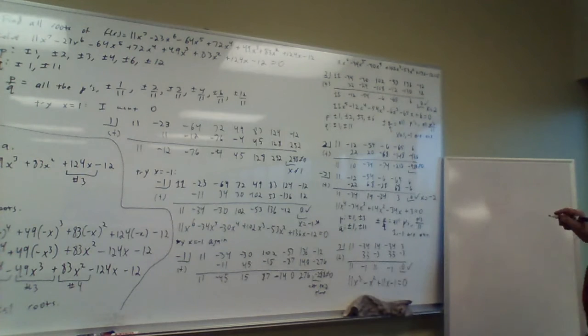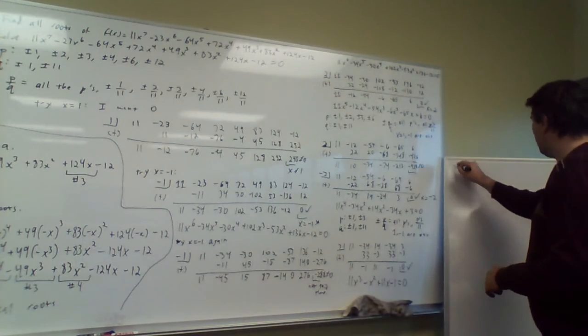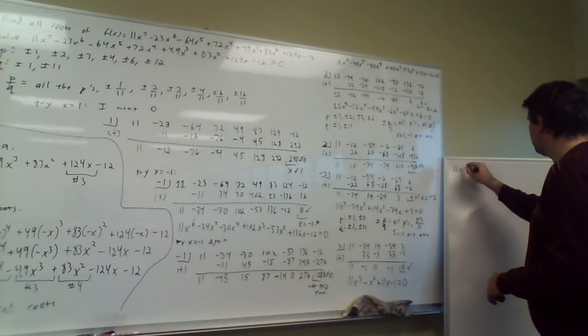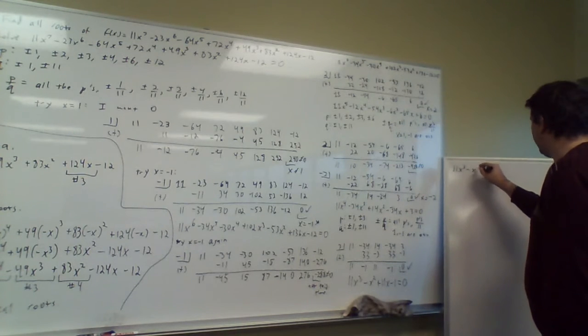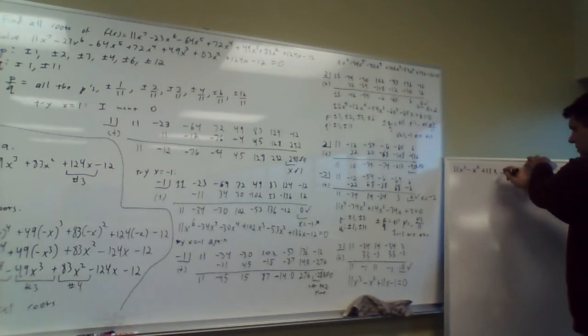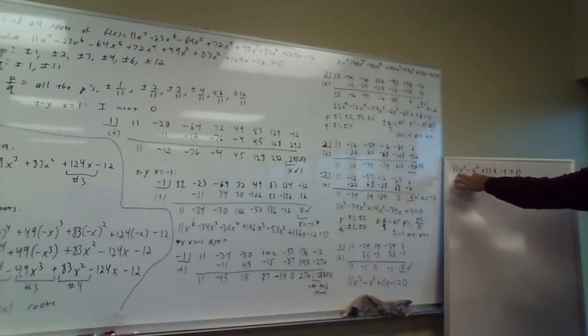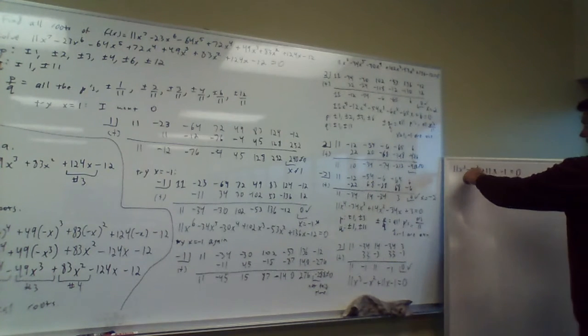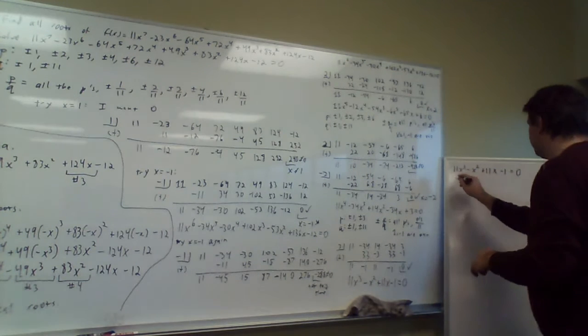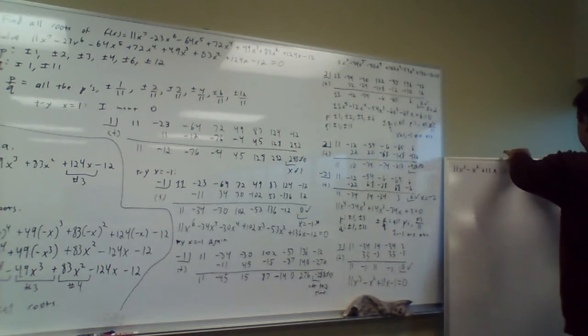We're now going to finish that problem over here. So we have 11x cubed minus x squared plus 11x minus 1 equals 0. This is factorable by grouping. I could take an x squared out of this, I'd get 11x minus 1. And I could factor a 1 out of this. Okay? It is factorable by grouping.